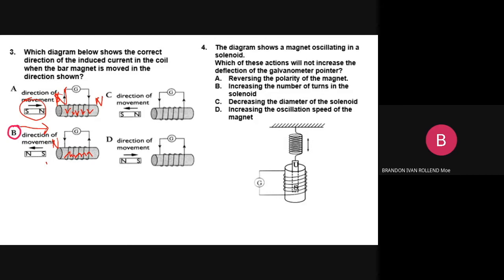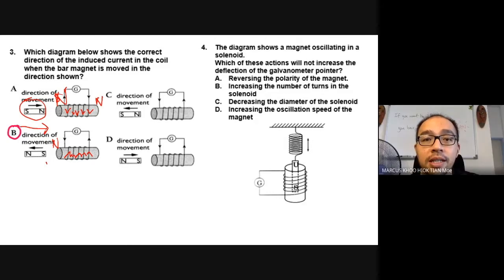Number four, C. C will not increase the deflection, decreasing the diameter of the solenoid. If the diameter of the solenoid becomes smaller, that means that there is a bigger possibility, I think, for more magnetic fields to be cut.